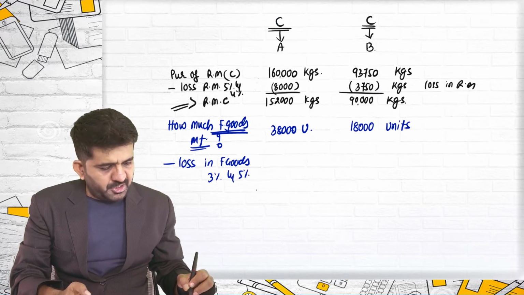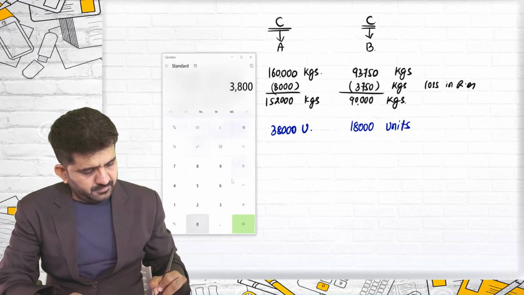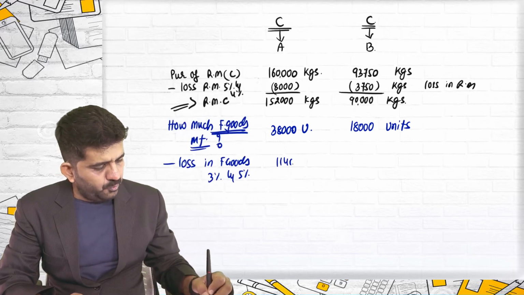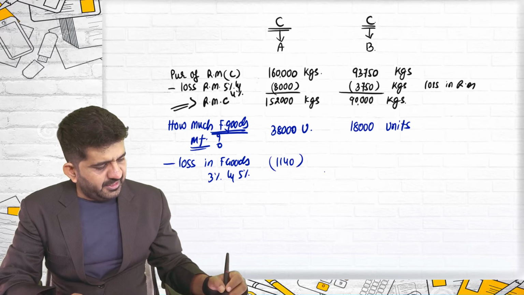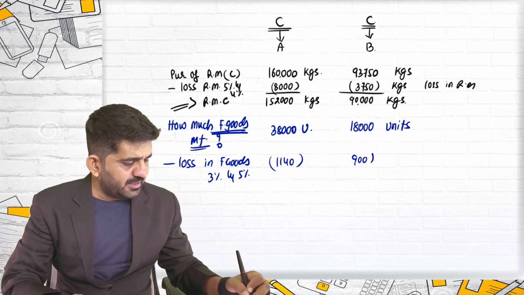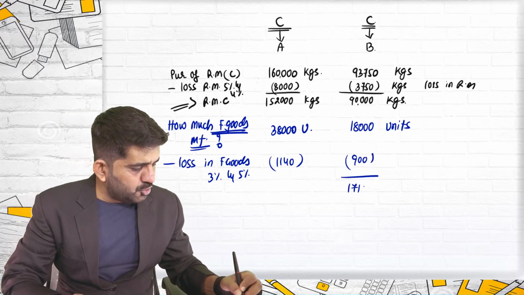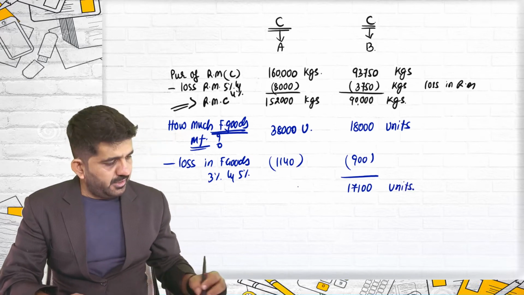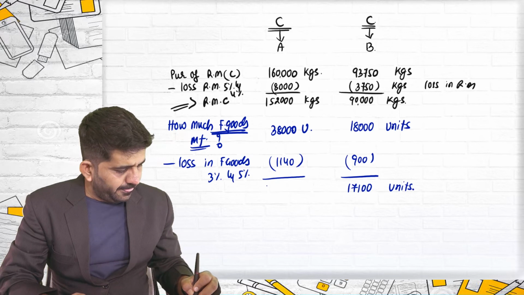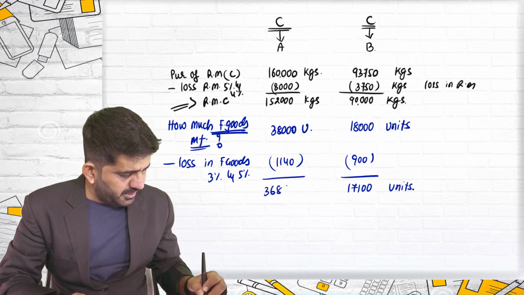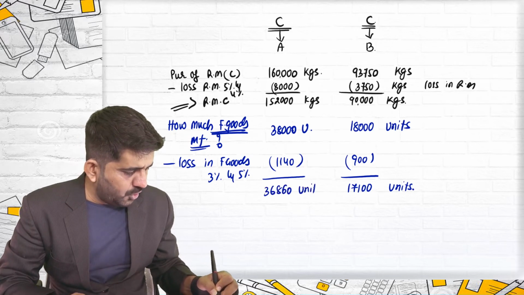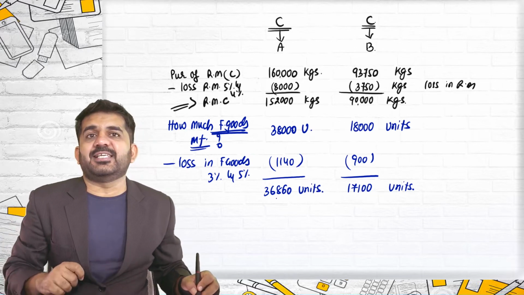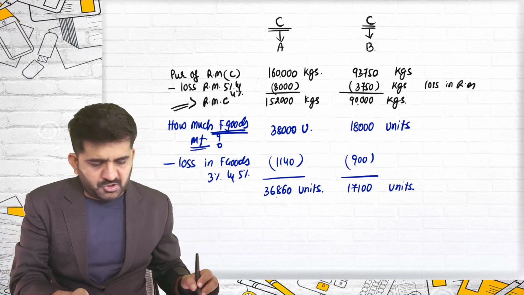So 38,000 into 3% will be lost. That is 1140. And 18,000 into 5% will be lost. That is 900. How much will you actually be getting? 17,100 units of B. And this will be 36,860 units of A. What will you be doing with the 36,860 units of A?